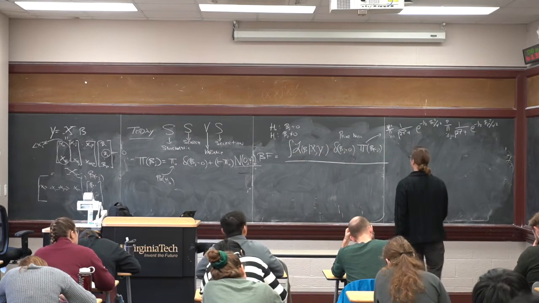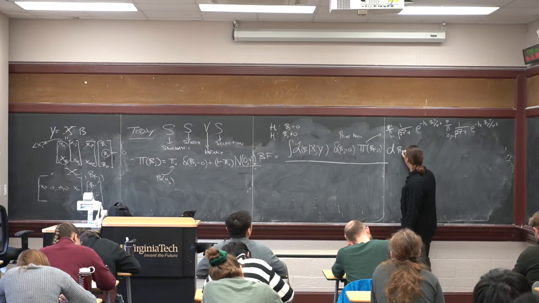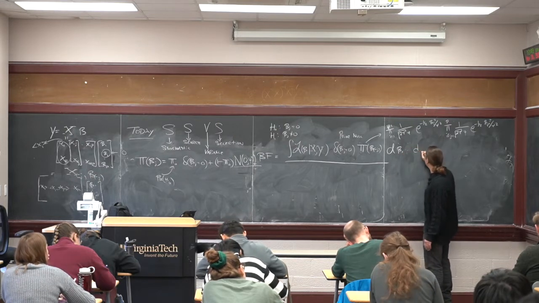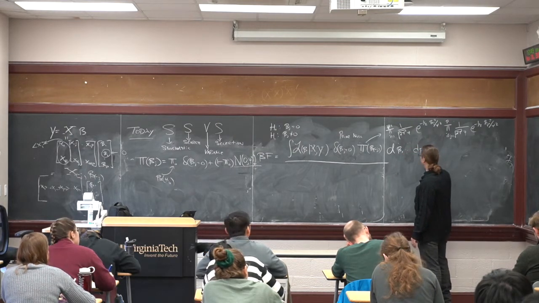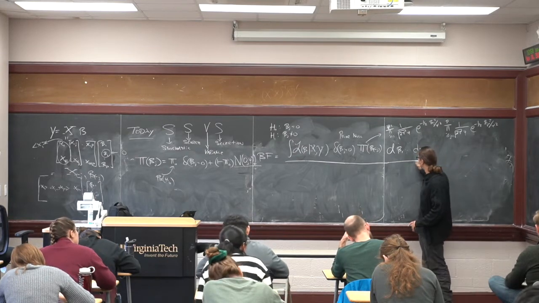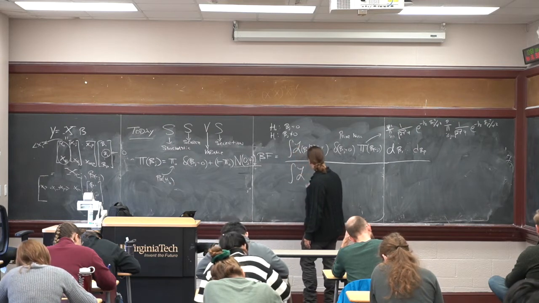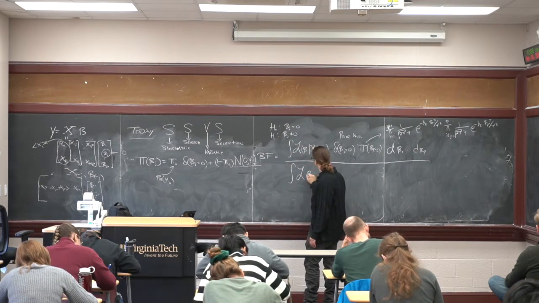It's the prior on all the other stuff. And then I'm going to integrate over d beta 1 all the way to d beta p. And we'll need to work through this integration a little bit. And then I'm going to integrate something similar in the denominator.